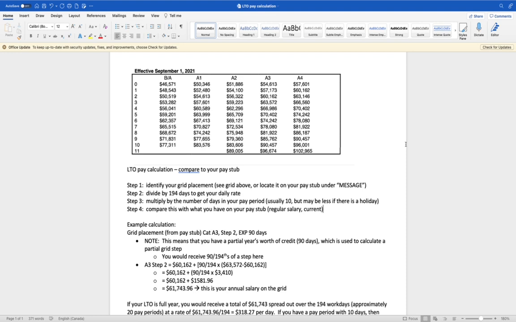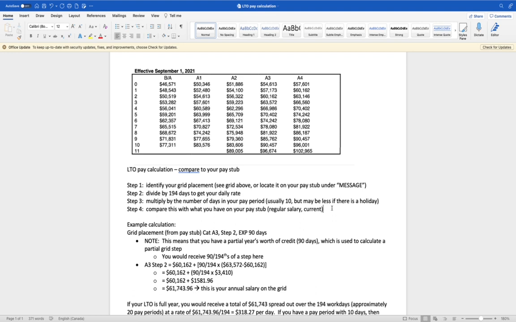Once you know your grid placement, it should be a number in the tens of thousands. You're going to divide that number by 194 days to get your daily rate. Once you have your daily rate, you multiply that by the number of days in your pay period, which is usually 10, but it may be less if there's a holiday. And then you're going to compare that number to what you've earned on your pay stub. It should be sort of on the top left-hand corner of the chart that says regular salary current.